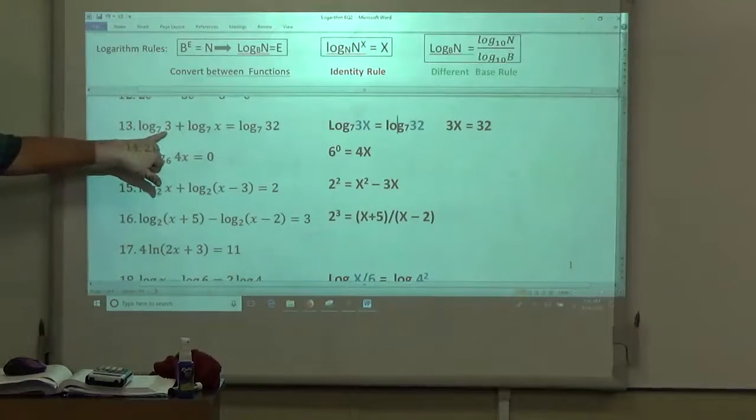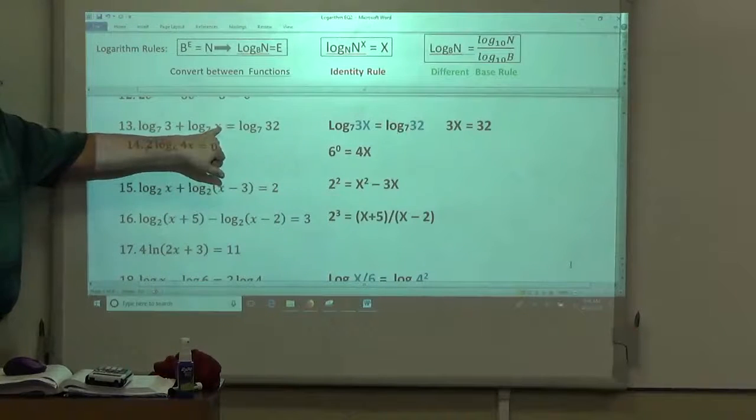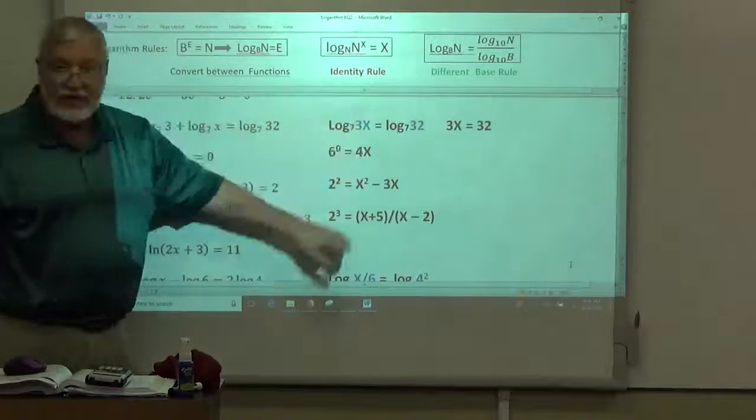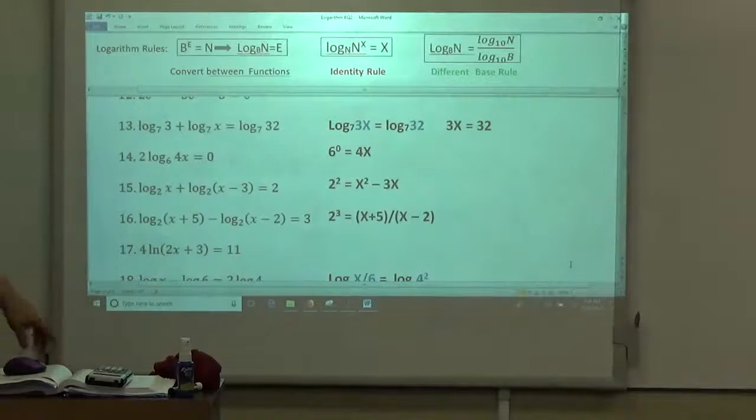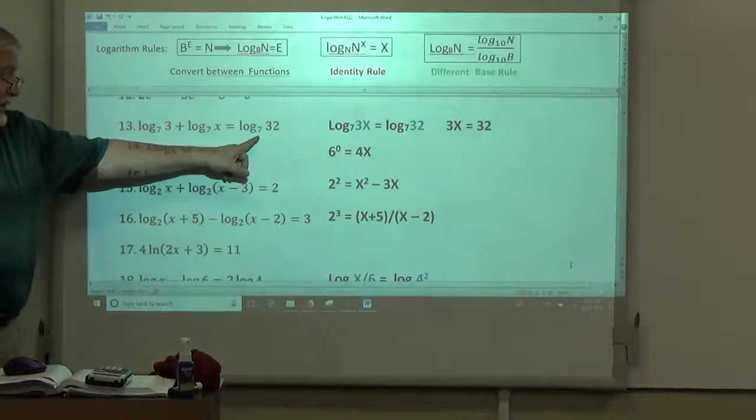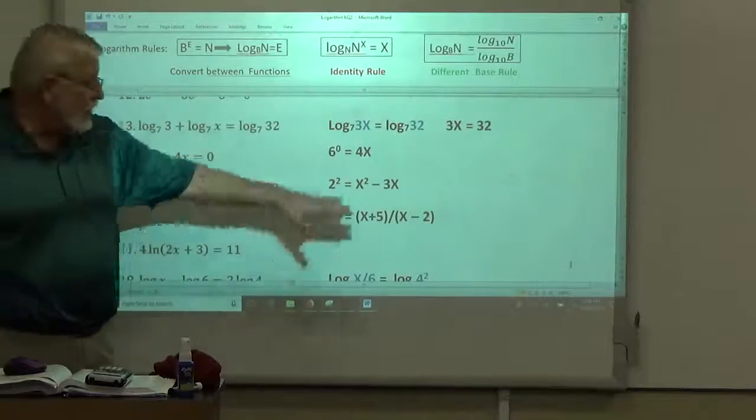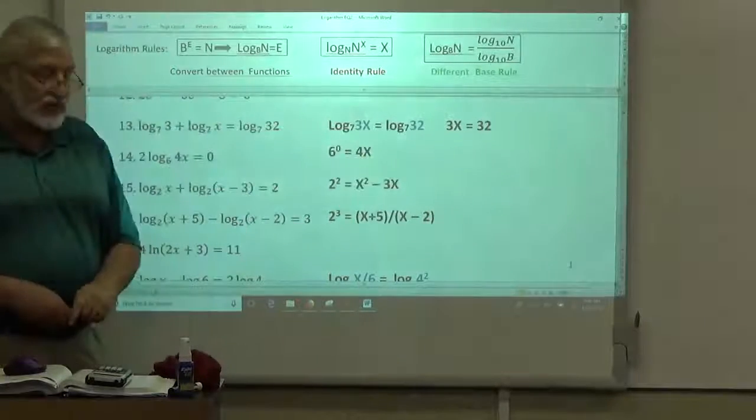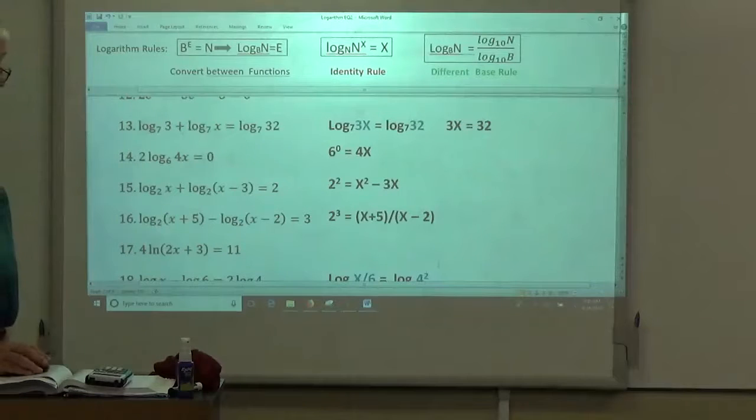Okay, log base 7 of 3 plus log base 7 of x. Now this is the new set of rules. This is a product rule, isn't it? So what two numbers get combined? 3 and x. Log base 7 of 3x. Now what does it equal? Log base 7 of 32. In order for those two to be true, then 3x has got to equal 32.